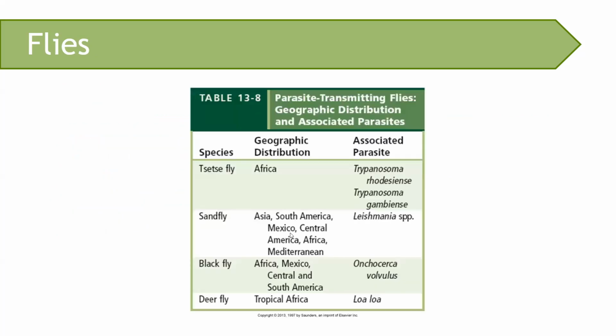Now, we have what we call parasite transmitting flies. We have your tsetse fly, sandfly, black fly, and deer fly. Now, tsetse fly, Trypanosoma. Sandfly, Leishmania. Black fly, Onchocerca. Deer fly, Loa loa. Deer fly. Loa loa mo pa ba? Oh, di ba? Funny.